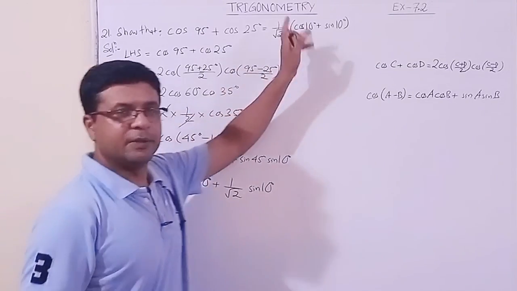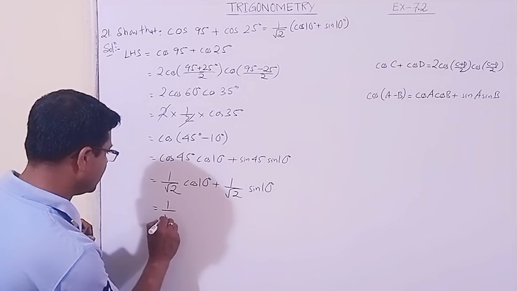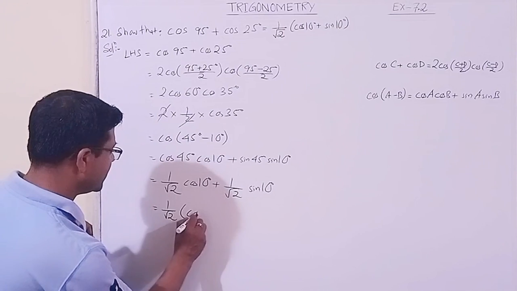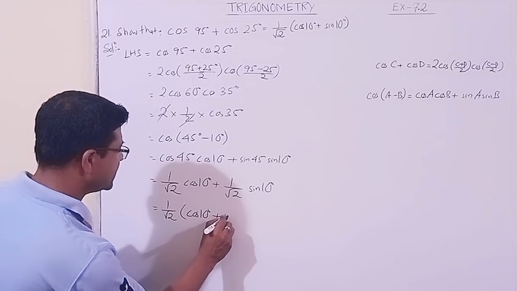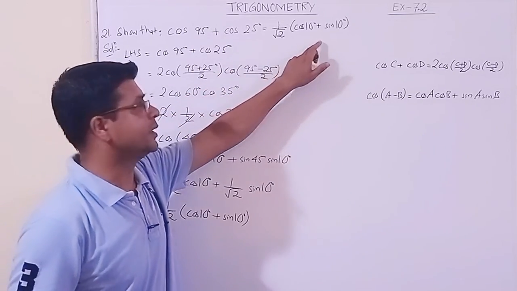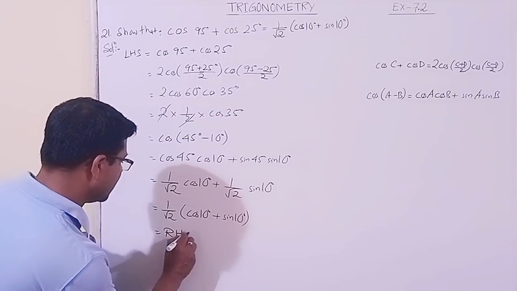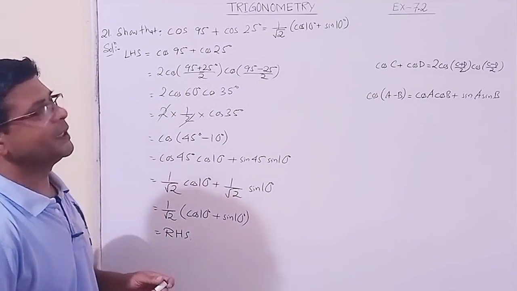Now according to the demand of the right hand side, we have to take 1 by root 2 common. So let us take 1 by root 2 common. What will be left? Cos of 10 degree plus sin of 10 degree. Just at the last look whether this is same or not. You can see they are same. So just we shall write right hand side. I hope all of you enjoyed this class.